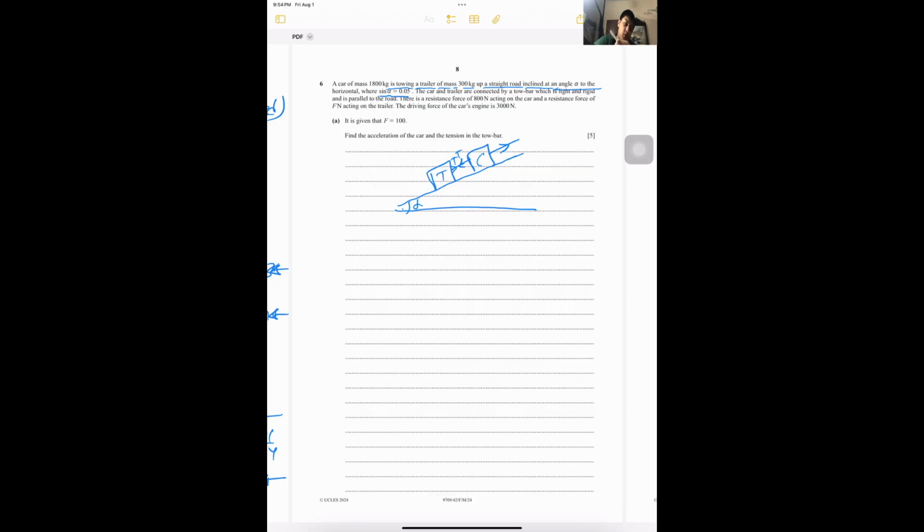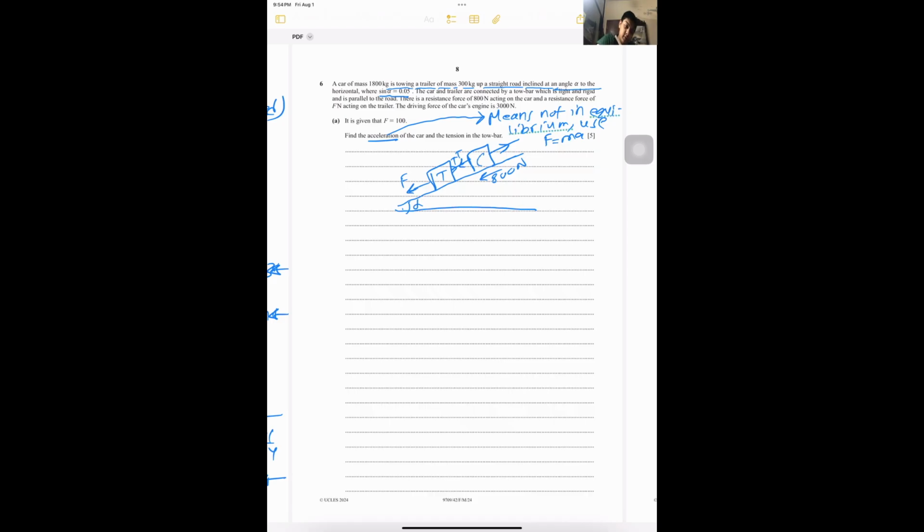There is a resistive force of 800 newton acting on the car, so 800 newtons down that slope, and a resistance force of F newton on the trailer. There will also be the components of the weight acting downwards, which I'm not showing in the diagram, but I will be showing during my write-up. Find the acceleration: whenever you see a question asking for the acceleration, it means not in equilibrium. Use F equal to ma, and let's begin then.